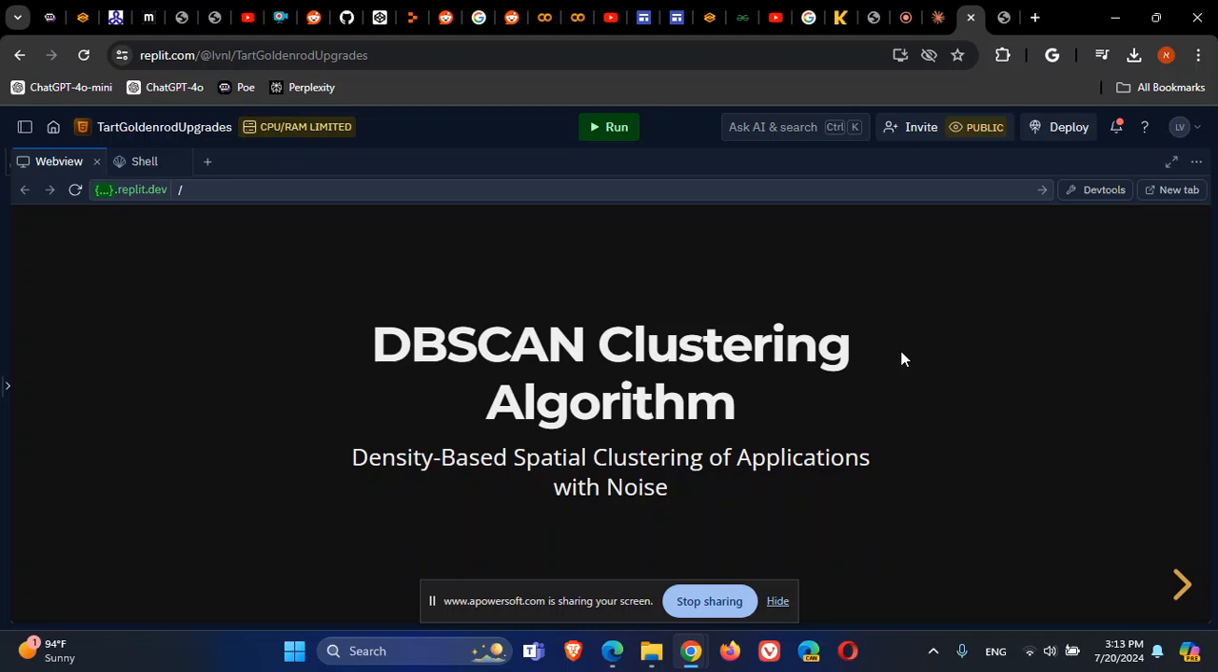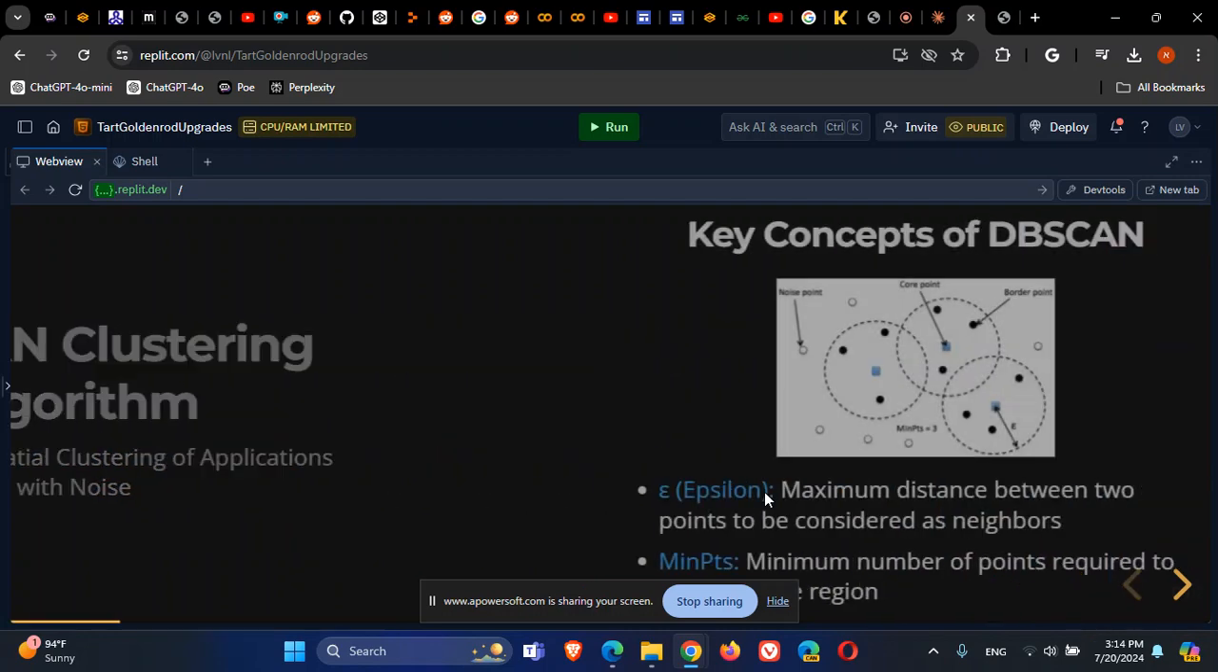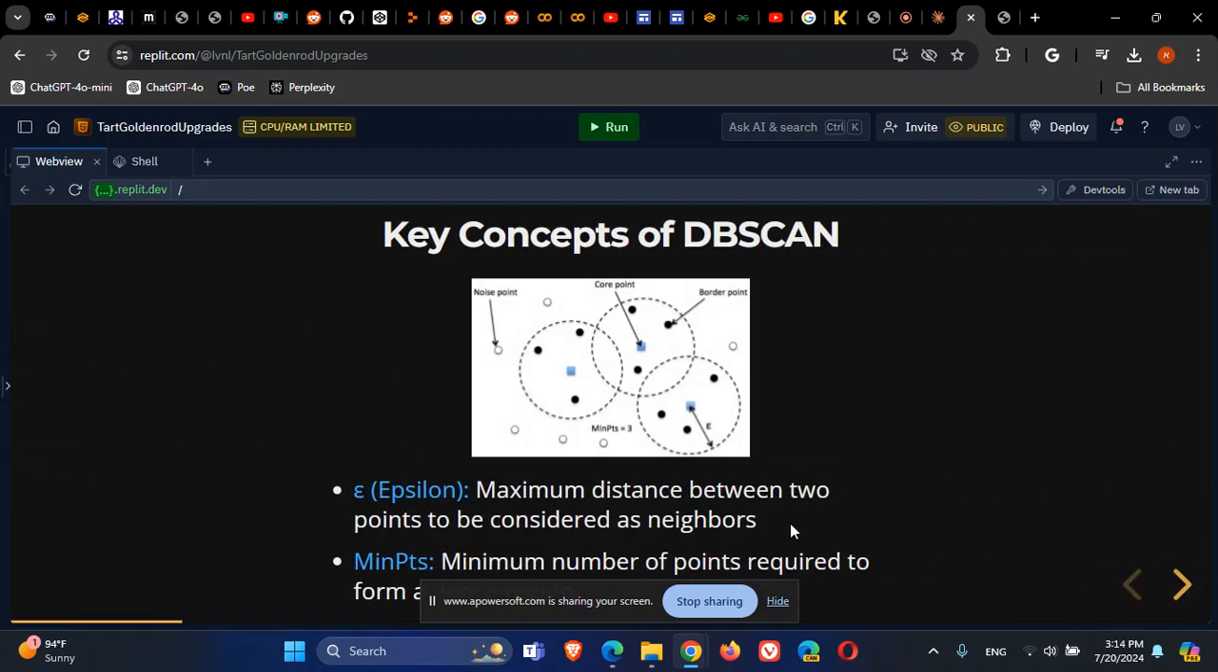Okay, so now we are going to talk about density clustering and the algorithm DBSCAN, which is a clustering algorithm based on the density of the data. DBSCAN stands for Density-Based Spatial Clustering of Applications with Noise, and as the name suggests, it finds clusters in the data based on the density of the data. So let's see how it works.